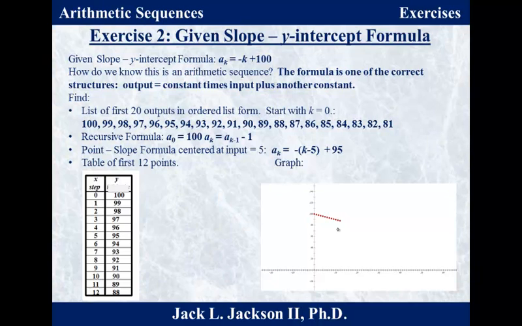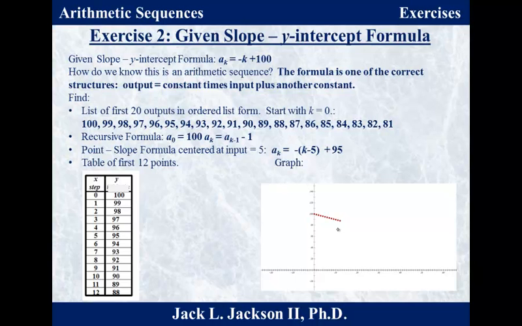And so we see that we're just going down 1 each time, starting with the 0th term of 100. So the recursive formula is a sub 0 equals 100, and a sub k is a sub k minus 1, and then subtract 1 from that. And of course that second formula works for all the k's that are natural numbers. If we center it at 5, we get a sub k equals m, which is negative 1, parentheses k minus the specific input of 5, and then plus the specific output that goes with 5. The output that goes with 5 is 95.